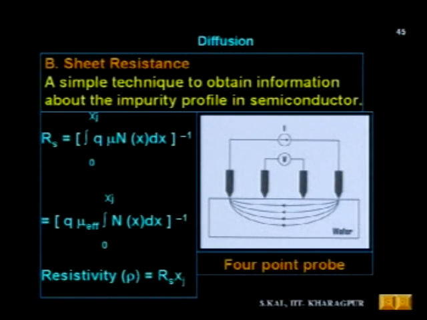So for that, you have to first measure xj, then you have to measure RS. Multiply these two, you will get rho, which is resistivity. Take the reciprocal, you will get the conductivity, and conductivity is n q mu. So mu is the effective mobility, q is the electronic charge, and n is the concentration. Concentration you can get easily.